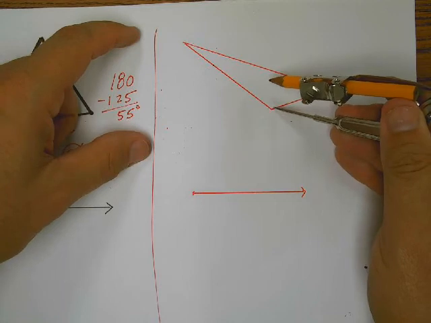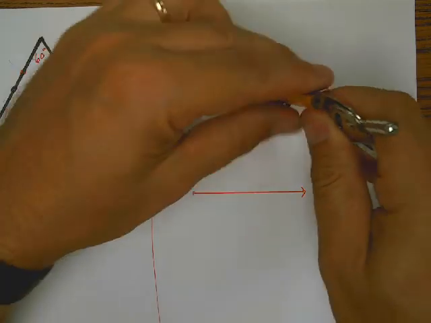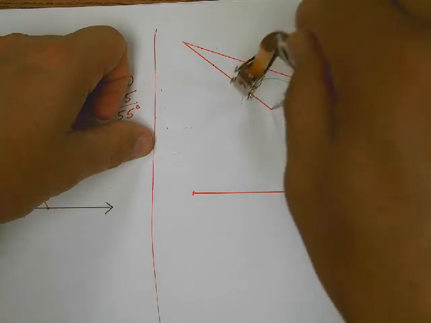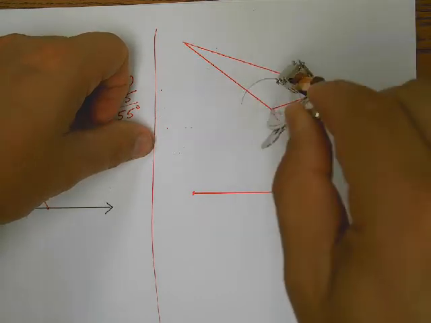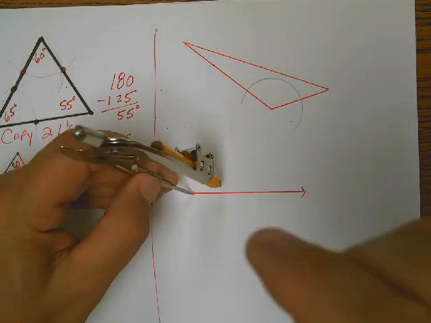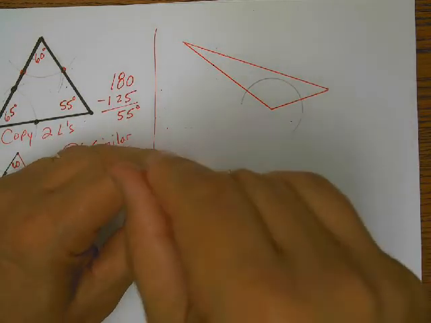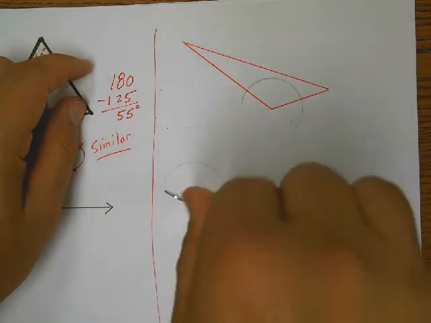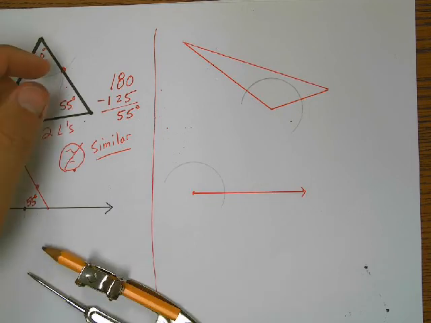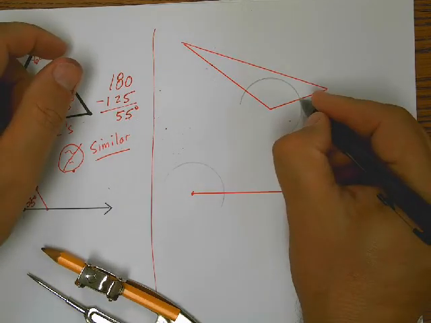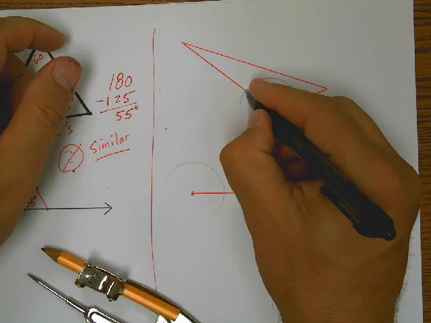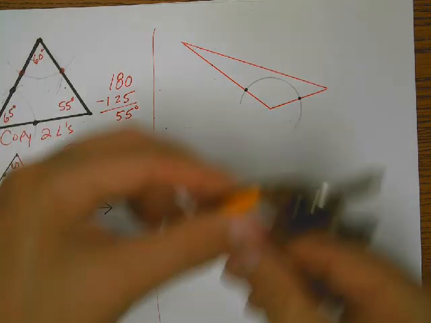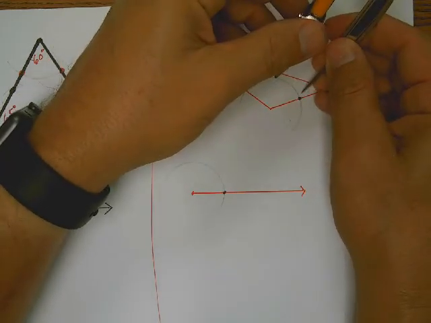I'm going to go to the vertex, make an arc, any random width that intersects the two sides of the triangle. Go to my endpoint and make the same arc. Got to make it wide because this is a big angle. Highlight points of intersection. Use the compass to find the distance between the two points.